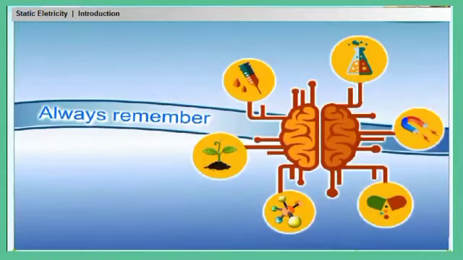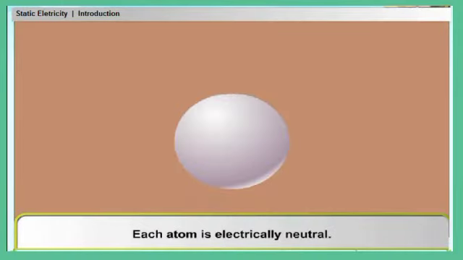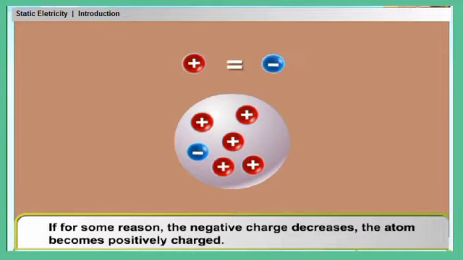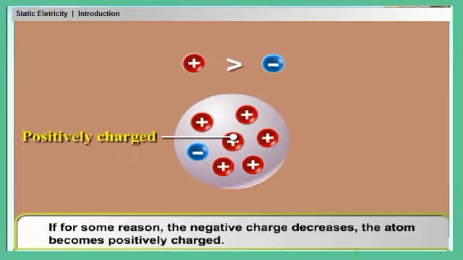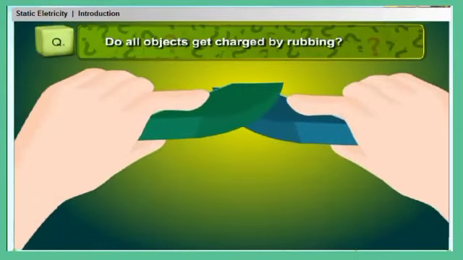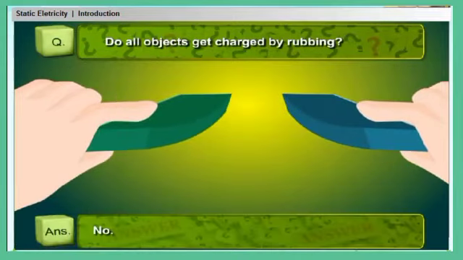Always remember, each atom is electrically neutral. It has equal amounts of positive and negative charge. If for some reason the negative charge decreases, the atom becomes positively charged. Use your brain power. Do all objects get charged by rubbing? No.